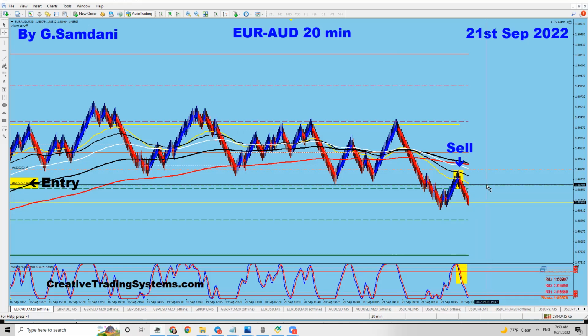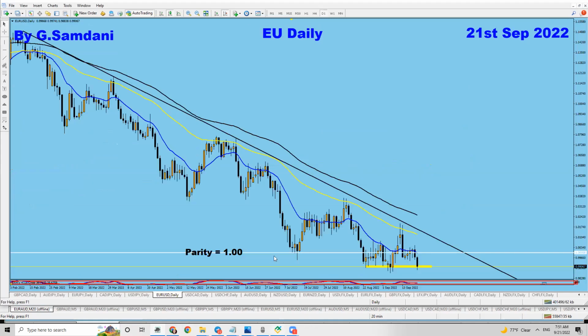The market is really slow, and from my entry to 48 would be 65, 67 pips, 70 pips, something like that. And that's fine. In the slow market, that is fine. My idea is just to show how you anticipate based on, for example, my daily chart.